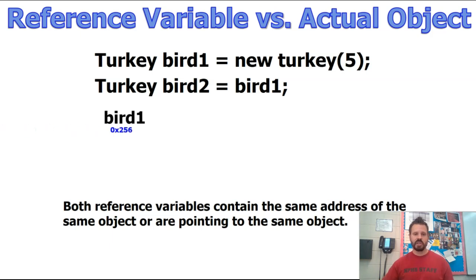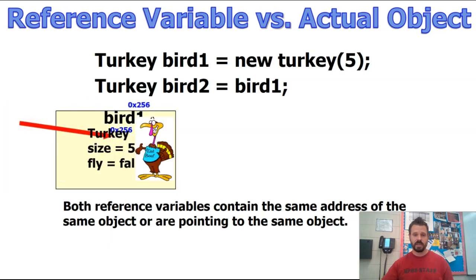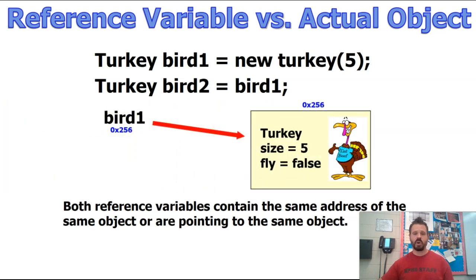What the first chunk of the line of code does is it creates a reference variable, bird1, referencing a turkey object. And the right half of the equation is pointing that to a new turkey object with size 5.